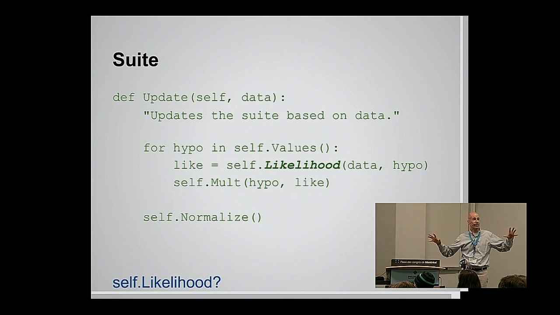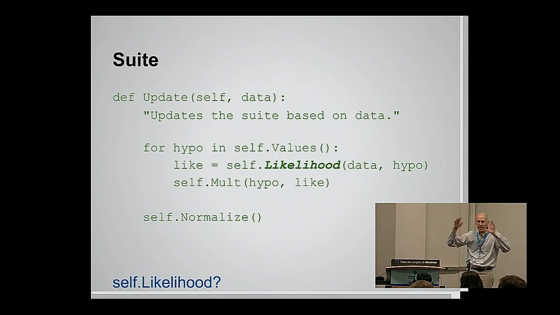And then this is the meat of it. This is the Bayesian update. If you tell me to do an update with a particular set of data, I'm going to loop through all the hypotheses. And for each hypothesis, I'm going to compute the likelihood of the data given the hypothesis. Okay? And that's the conditional likelihood of the data, just written out in Python rather than in mathematics. I'm going to multiply each hypothesis by its likelihood. And then at the end of the loop, I'm going to renormalize the whole suite. Make sense?